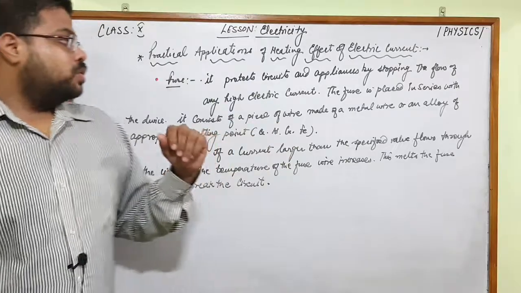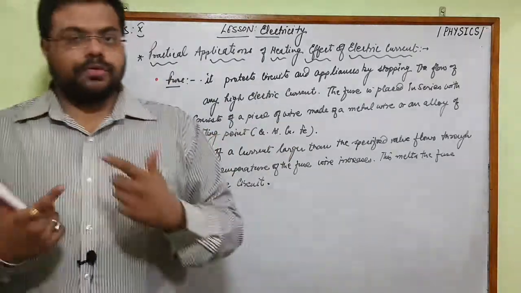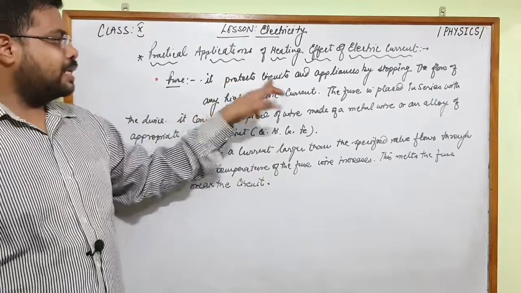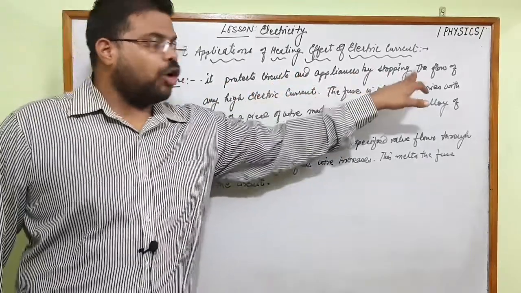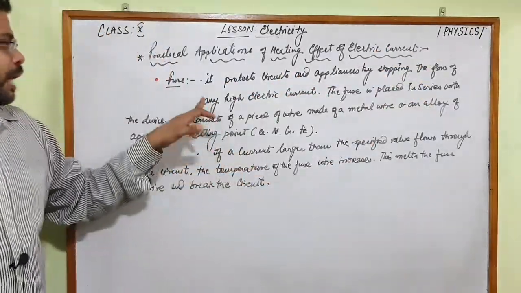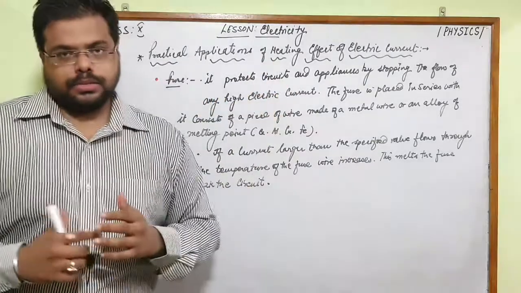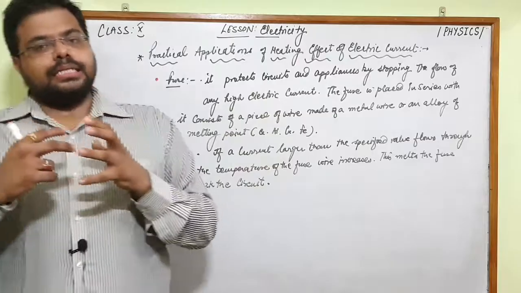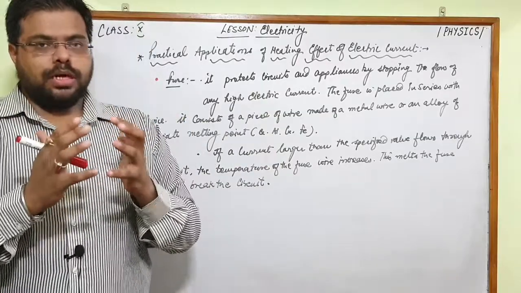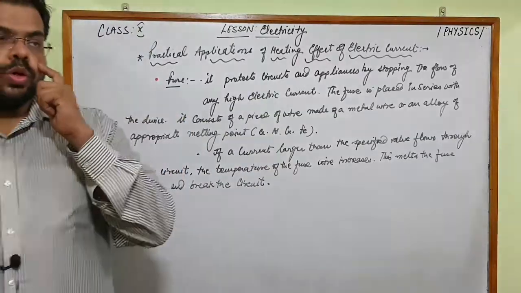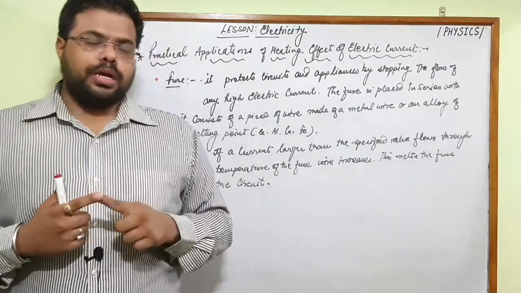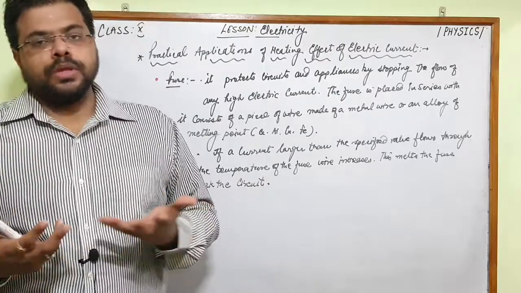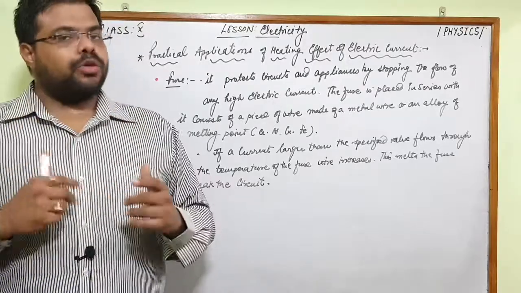Okay, so here is a fuse, an electric fuse. We already discussed it. It protects the circuit and appliances by stopping the flow of any high electric current. Okay, means in a circuit according to the device, suppose my electric fan requires 220 volts, accordingly if more current flows or the voltage becomes high, that means it will damage the electric fan.